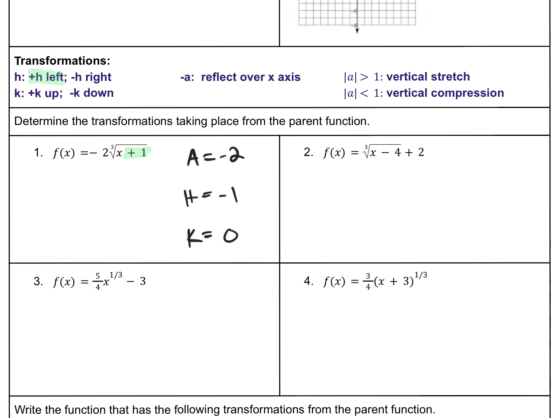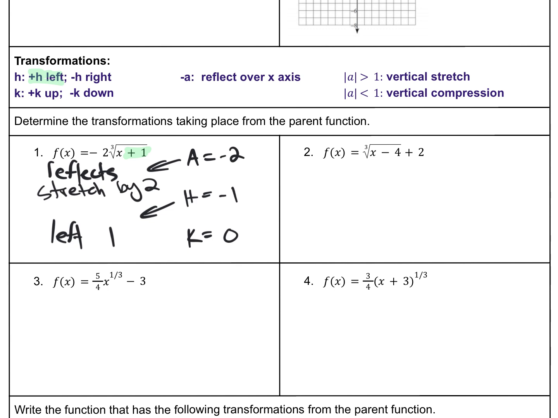So that way we would shift our graph to the left, right? So looking at that one, that's really going to shift the graph to the left one. Whereas this A value, since it's negative, is going to reflect across the x-axis as well as have a vertical stretch.